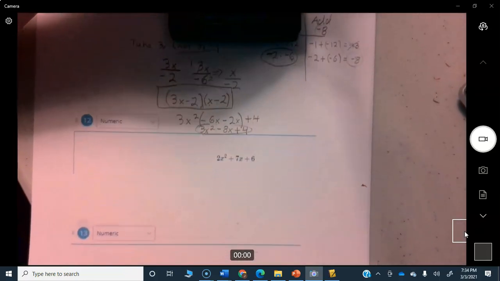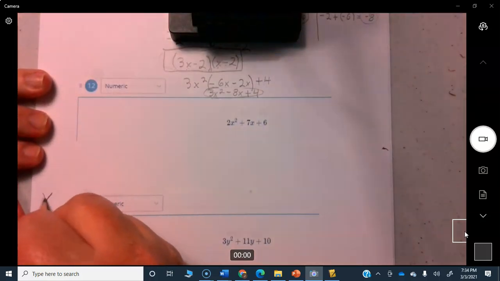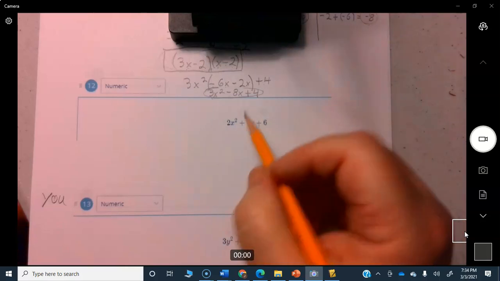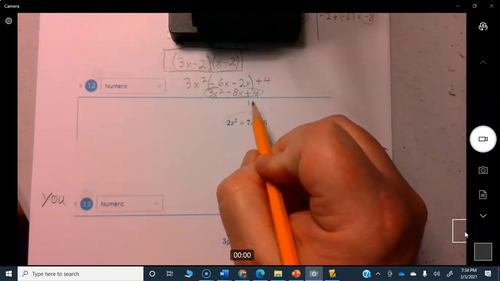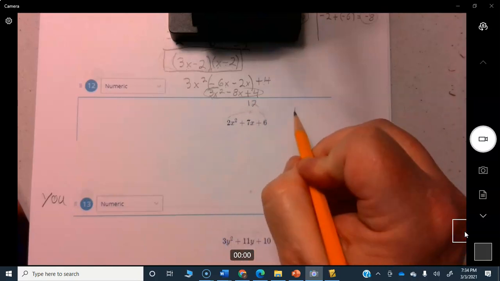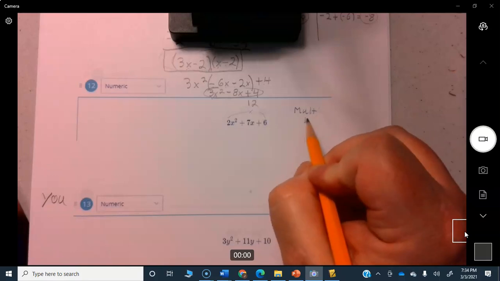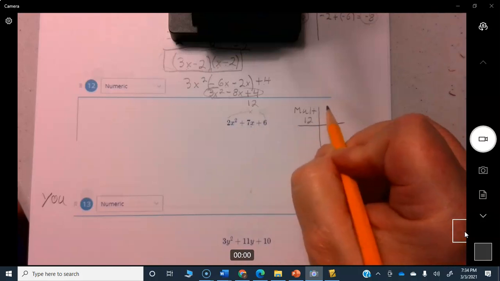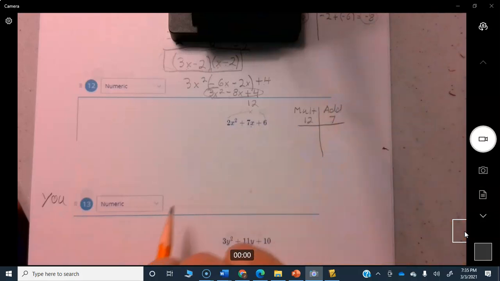Alright, I'm going to do this one, and then I'm going to make number 13 a U problem. It's the same type. Let's do this one together first. Okay, grand product. First step, grand product. Multiply 2 times 6 is 12. So we need to find two numbers that multiply to 12, and they add to 7. Add to 7, multiply 12.